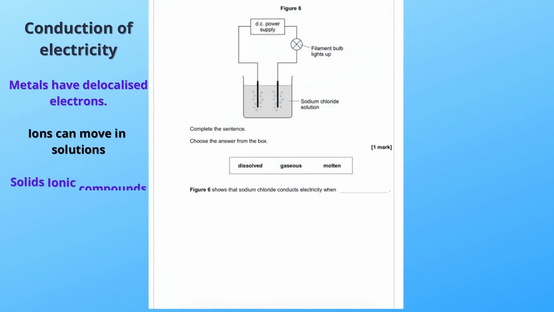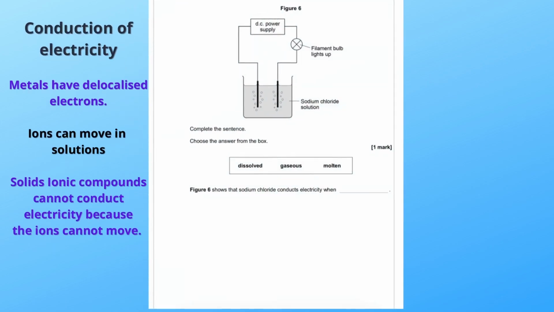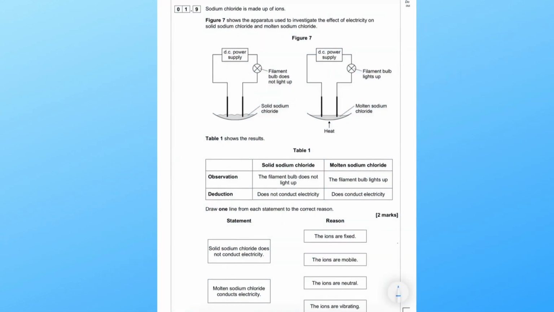Figure 6 shows the apparatus used to investigate the effect of electricity on a solution of sodium chloride. So Figure 6 shows that sodium chloride conducts electricity when dissolved. And we know it's dissolved because it's a solution and not a liquid. Sodium chloride is made up of ions.